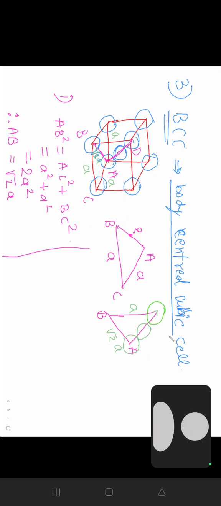Now see, this is D. Okay. So can you imagine this situation? Three atoms are in one line. So what you can say over here? This is R, this is R, this is R, and this is R. Again, AD is equal to 4R. Followed this situation?